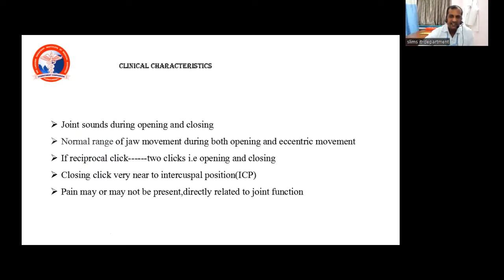The other thing to keep in mind is that the joint sounds can be elicited in the opening of the mouth or in the closing of the mouth. There is something called a reciprocal click, two clicks that can be heard during opening and closing. When the patient opens, you hear an abnormal sound, a clicking. And even when he brings the teeth to occlusion, closing the mouth, you can expect the clicking.